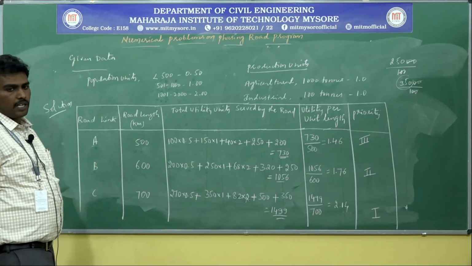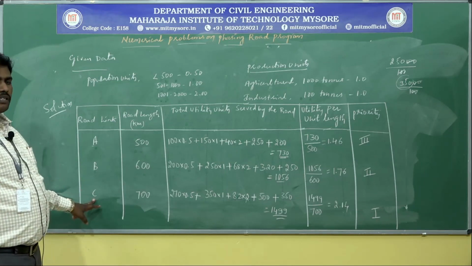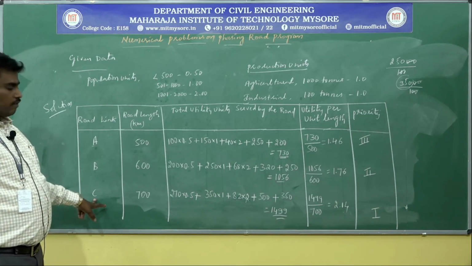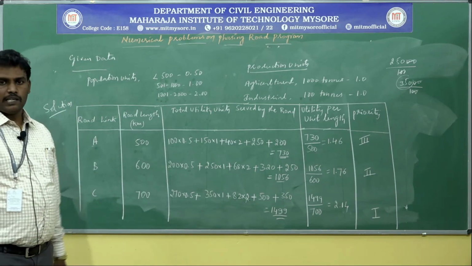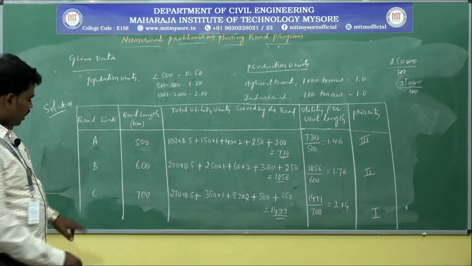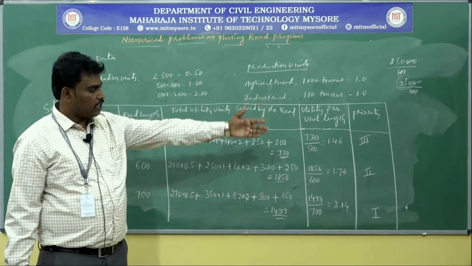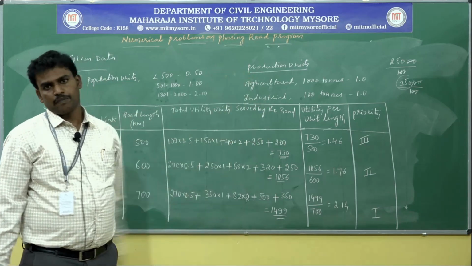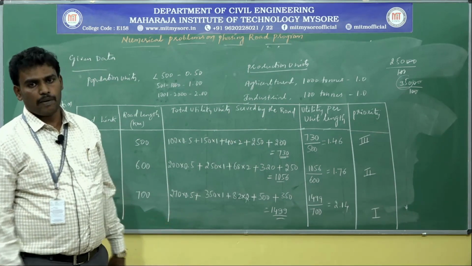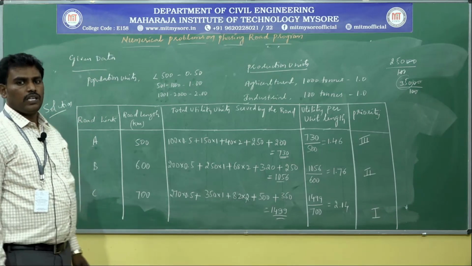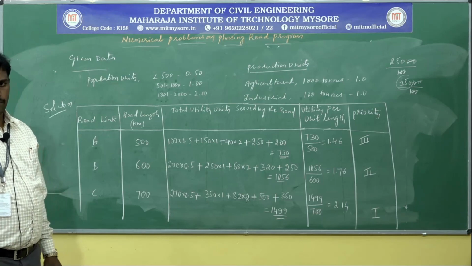The order of priority is CBA, meaning for construction we have to take up road link C first, then B, and finally A. First will be C, next B, next A. This is the phasing of the road program based on the maximum utility approach, or the saturation system.